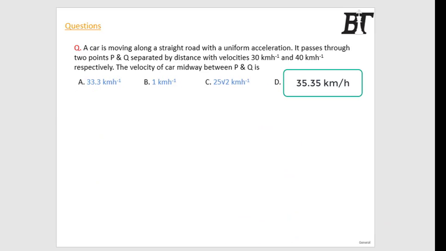Now you can see the next question on your screen. Once again, please pause the video. I will now begin with my solution. The car passes through points P and Q separated by some distance. Its speed at P is 30 kilometers per hour, while that at Q is given as 40 kilometers per hour.